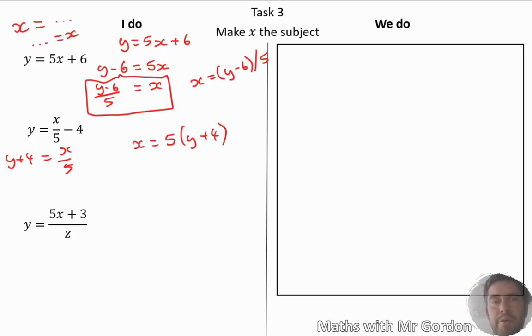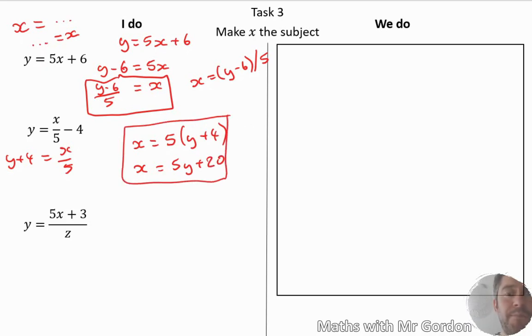we're multiplying both. Now, if you want to, you could write this instead as x equals 5y plus 20. Both of these are acceptable, okay? If you're asked for it to be expanded, it would look like this. If you're asked for the factorized version, it would look like this, but I don't mind which version you give for your answer. Last question.